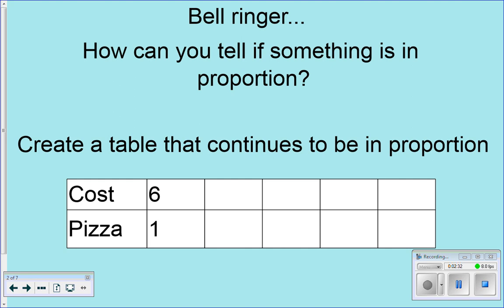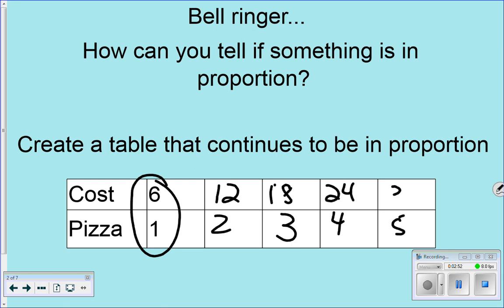So to do that, what do I have to look at? What's it called again? Do you remember? The unit rate. And what's my unit rate here for pizza? $6 for one pizza? That's pretty cheap, right? For 2 pizzas, what's it going to cost? 3. Yep. 4.